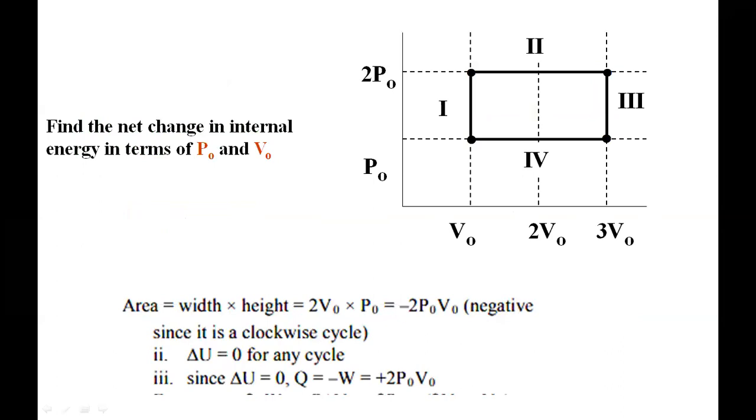Find the net change in internal energy in terms of P naught and V naught. The net change in energy, delta U, in this case equals 0. Why? Because delta U equals 0 for any cycle, and Q equals minus the work. We have this work and minus work, and the total equals 0. Then delta U equals 0. Okay.